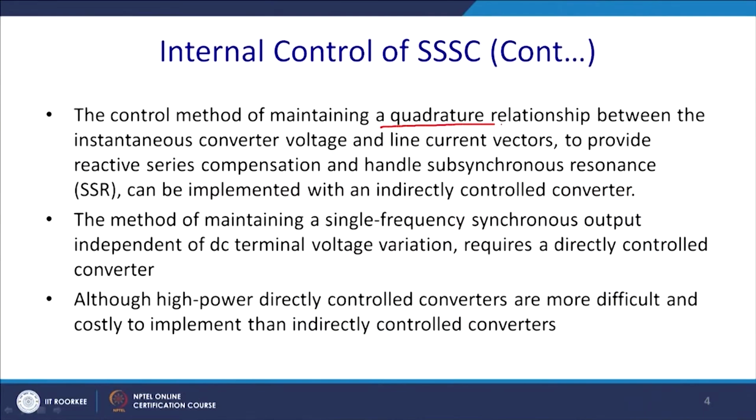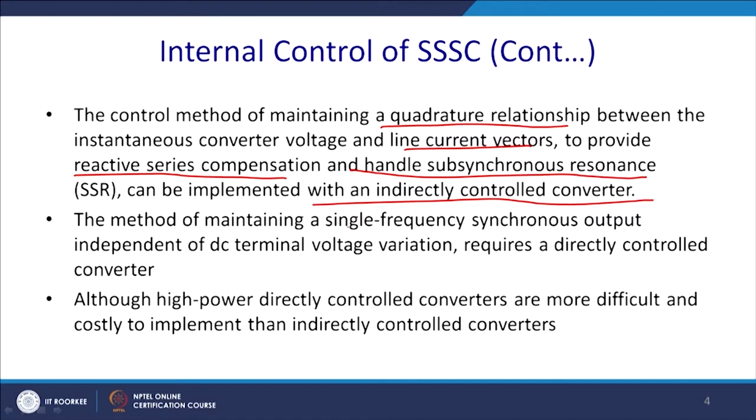The control method of maintaining a quadrature relationship between the instantaneous converter voltage and the line current vector, to provide the reactive series compensation and handle the subsynchronous resonance or SSR, can be implemented with an indirectly controlled converter. So, you can just control the phase angle, the rest will be taken care of by the DC bus voltage.